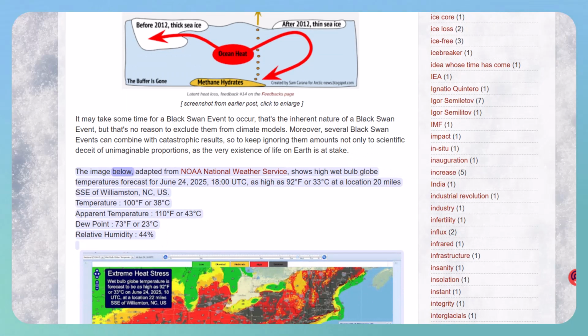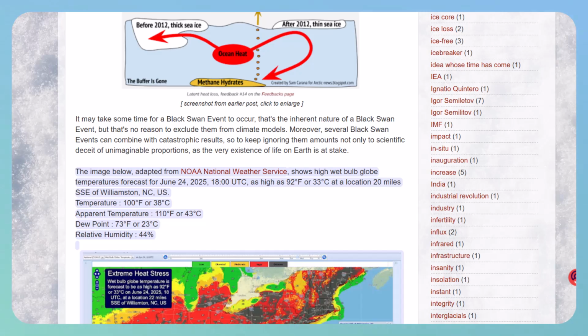The image below, adapted from NOAA National Weather Service, shows high wet bulb globe temperatures forecast for June 24, 2025, 1800 hours UTC, as high as 92 degrees Fahrenheit or 33 degrees Celsius at a location 20 miles SSE of Williamston, North Carolina, US. Temperature, 100 degrees Fahrenheit or 38 degrees C. Apparent temperature, 110 degrees Fahrenheit or 43 degrees C. Dew point, 73 degrees Fahrenheit or 23 degrees C. Relative humidity, 44%.